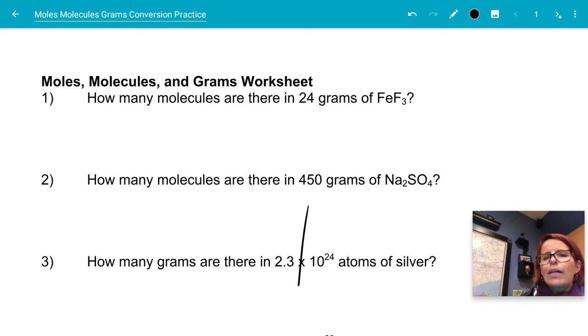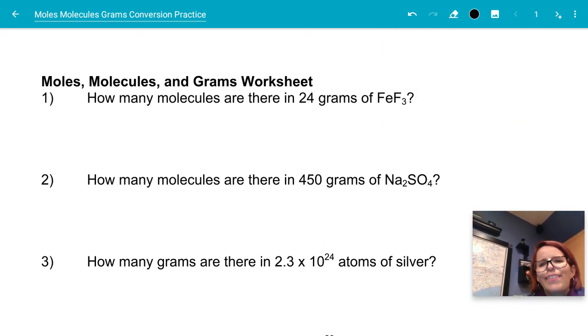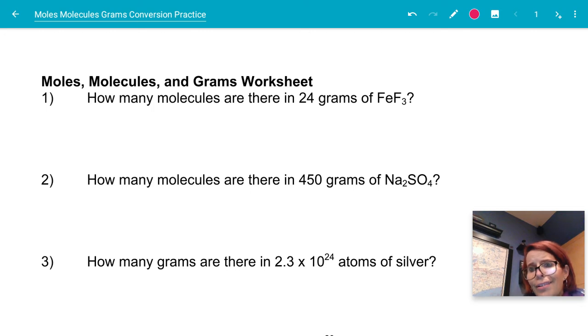All right, so actually I have to erase this one little weird line that I accidentally drew on here. There we go. Make that go away. We'll pick a fun color to work with first. Let's start with, I don't know, pink.